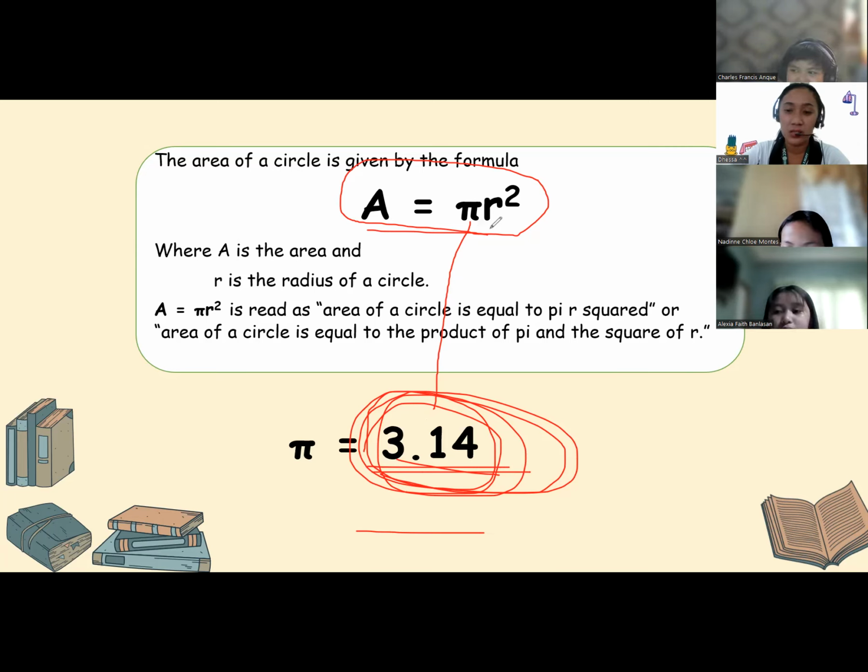Anyway, how about the R? Charles, tell me, what is R? Radius. What does it mean about radius, Charles? Radius means... If you have your diameter, which one is the radius? This one. Nadine, please help. What is radius? Diameter. Yes, very good, Nadine.